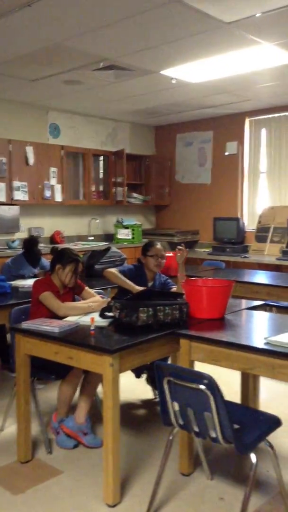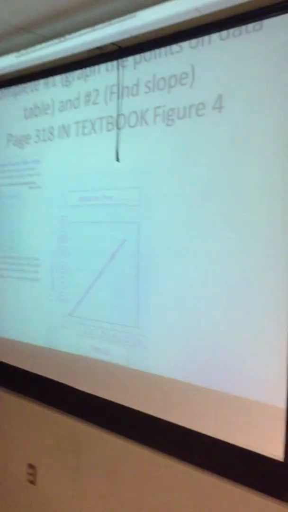Raise your hand and tell me, what would be a good title for this graph? Speed versus time. Good. You can make your own title. What goes on the y-axis? Speed. What goes on the x-axis? Good. And then you fill in the coordinates. Your line should look like this.